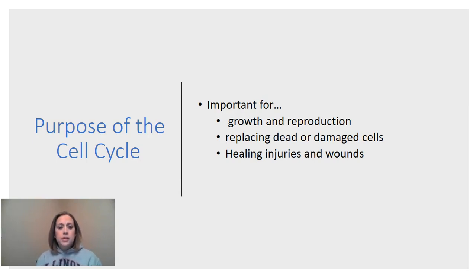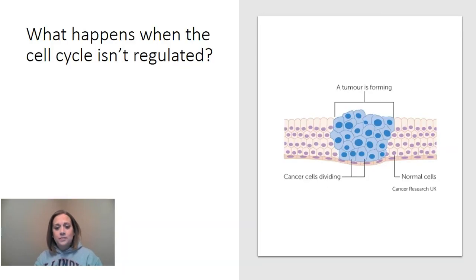So let's say you get a bad cut or even something as small as a paper cut, which we all know can be super painful. That paper cut is going to get healed because your cells are going to divide to close the wound. If we are unfortunate enough to break a bone, again, that break is going to heal because of cell division. It's going to cause the bone to grow back together.